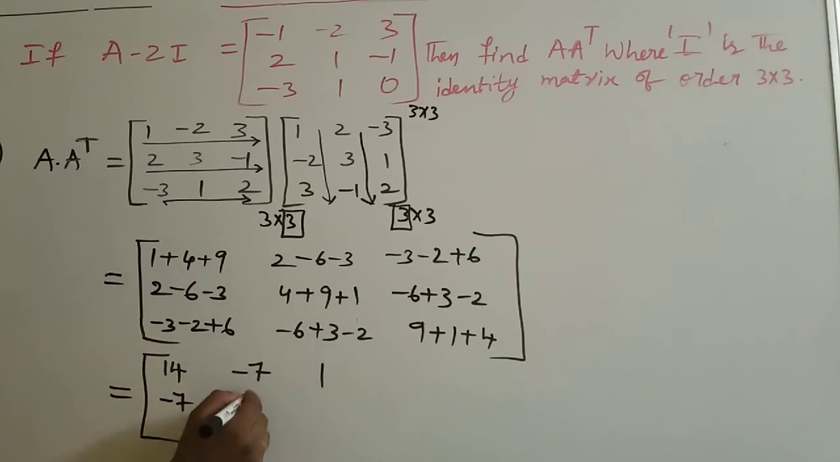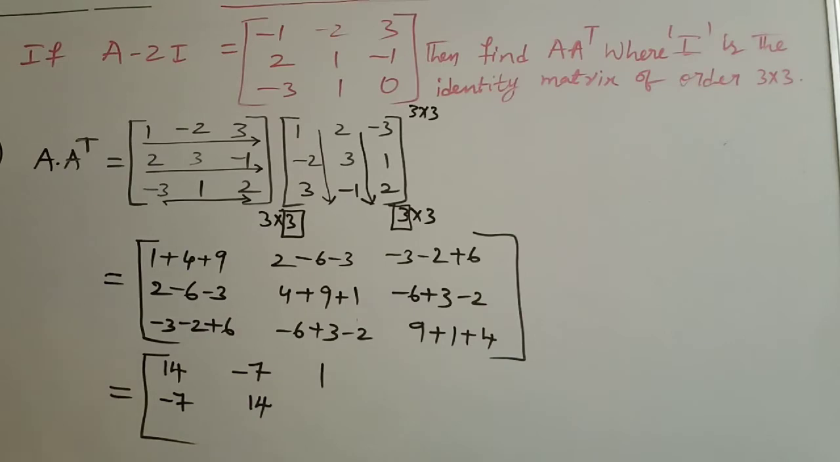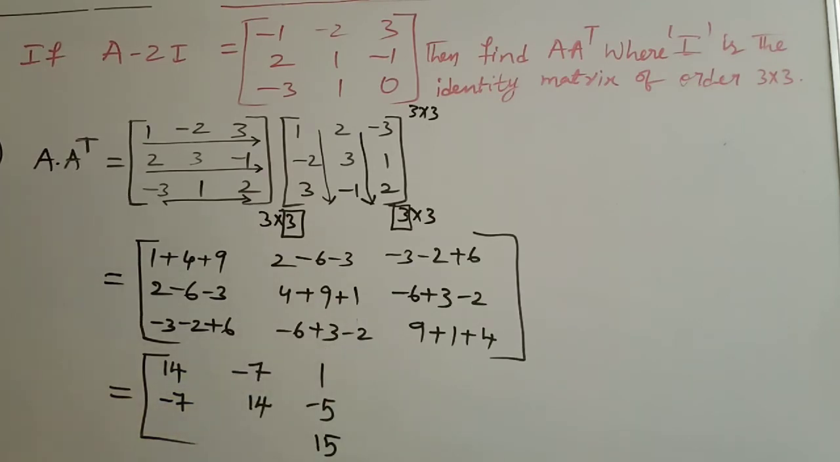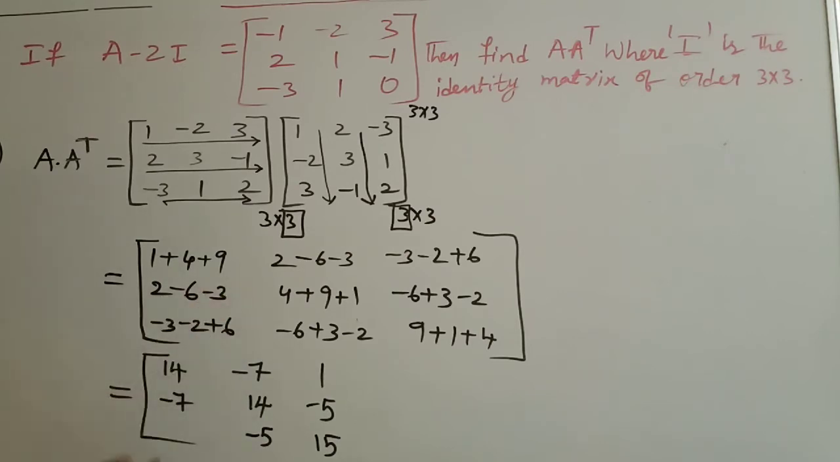9, 10, 14. So next, minus 6 minus 2 is nothing but minus 8. Minus 8 plus 3 is nothing but minus 5. So next, 9, 1, 4, that is nothing but 14. And again minus 2, minus 6, minus 2 plus 3 is nothing but minus 5. Now 6 minus 5 is nothing but you get 1. So this is about your matrix.